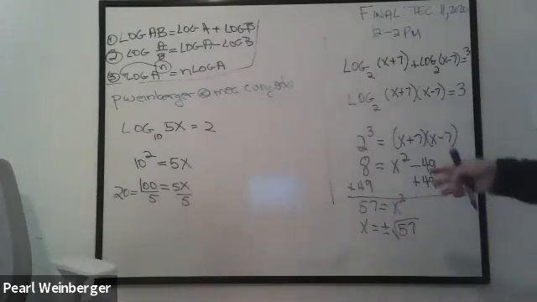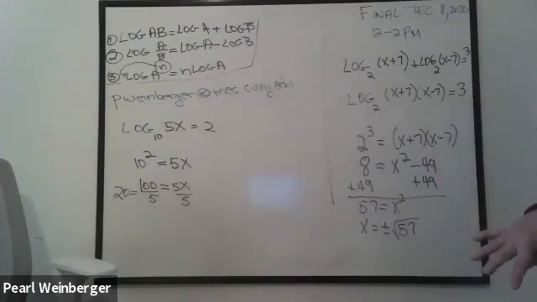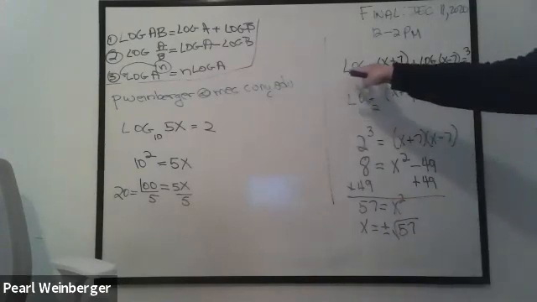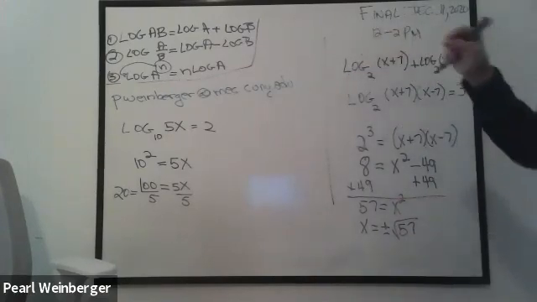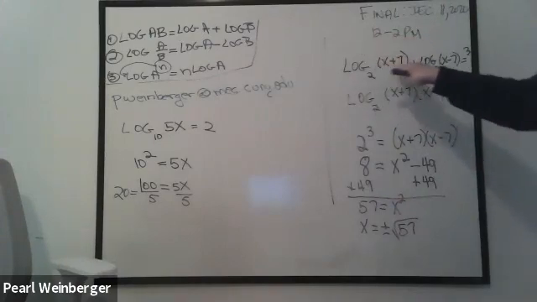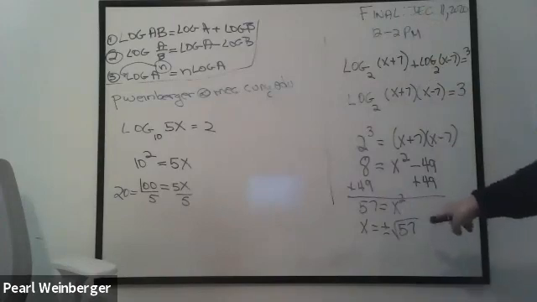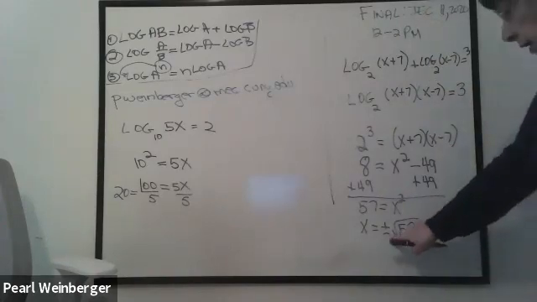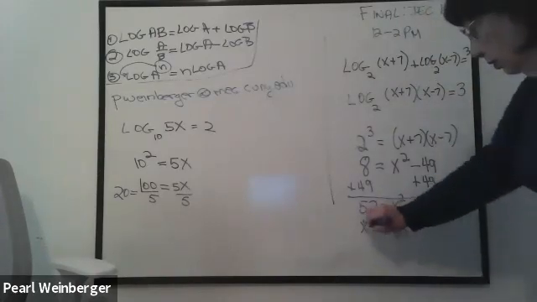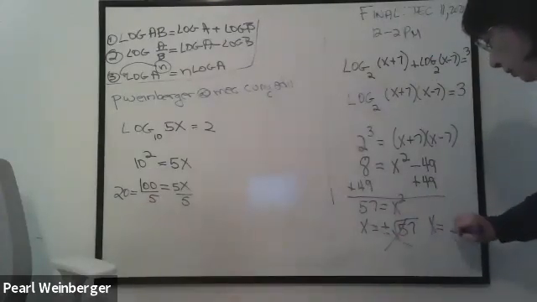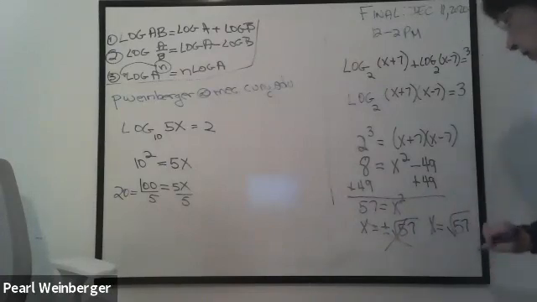So I get 2 answers. I get positive the square root of 7 and negative the square root of 7. But remember what I told you when I talked about logs at the very beginning. The number that we're taking the log of has to be a positive number. So I cannot use the negative answer. So instead of doing negative, I just take the positive answer. So the answer comes out to be the square root of 57.